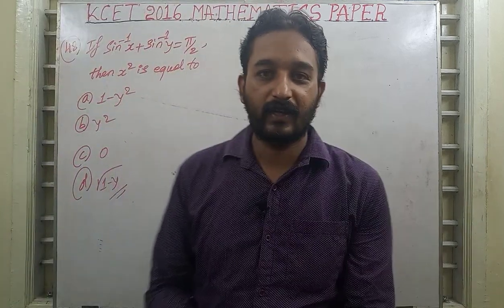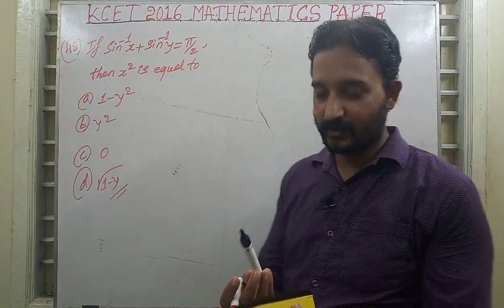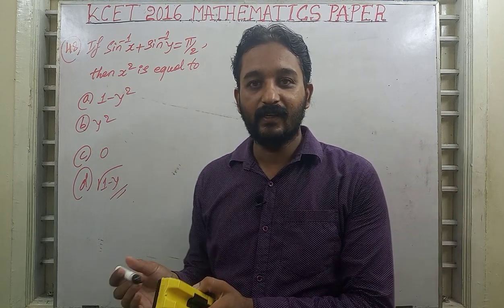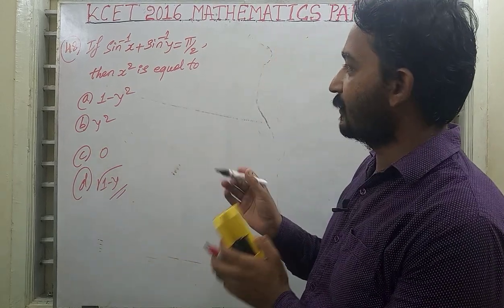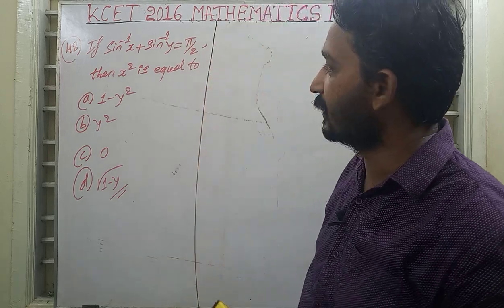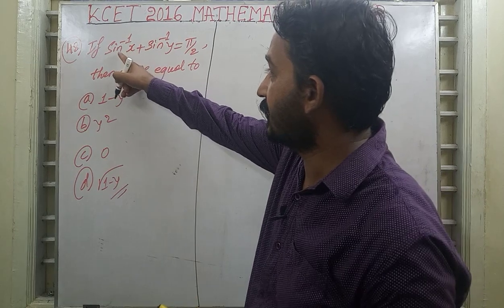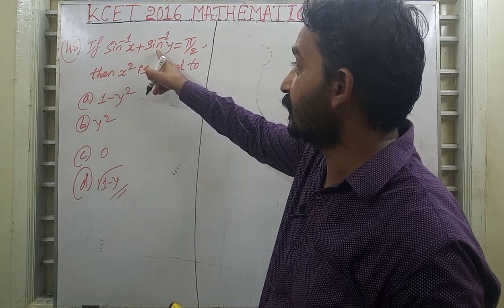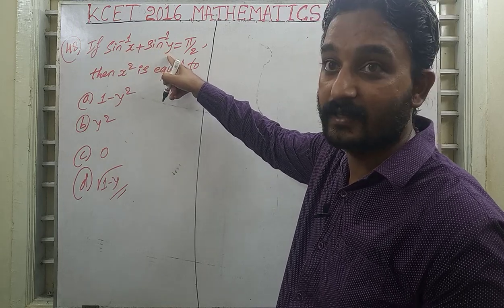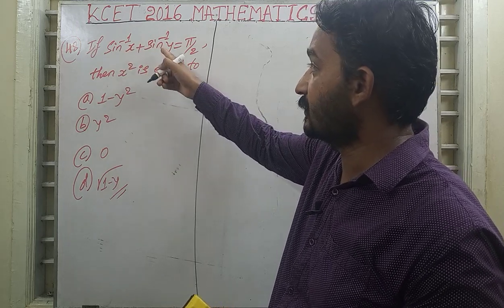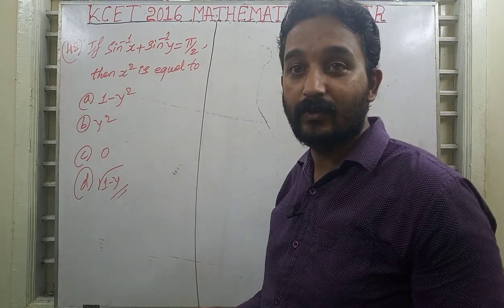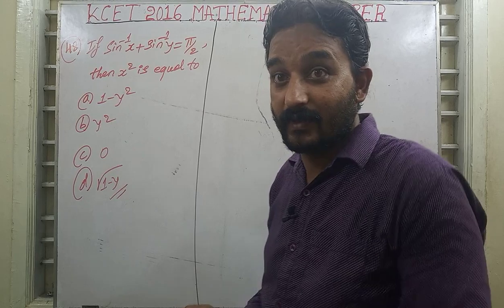So now let us move on to the next question, question number 48. This question is based on the chapter inverse trigonometry, belongs to the second year. Okay, now let us see the question. In this case, if sin inverse x plus sin inverse y is equal to pi by 2. Here we have sin inverse x plus sin inverse y, but not sin inverse x plus cos inverse y. Of course, if sin inverse x plus cos inverse y were there, directly we could write x is equal to y, and then x square is equal to y square would be the answer in that case.